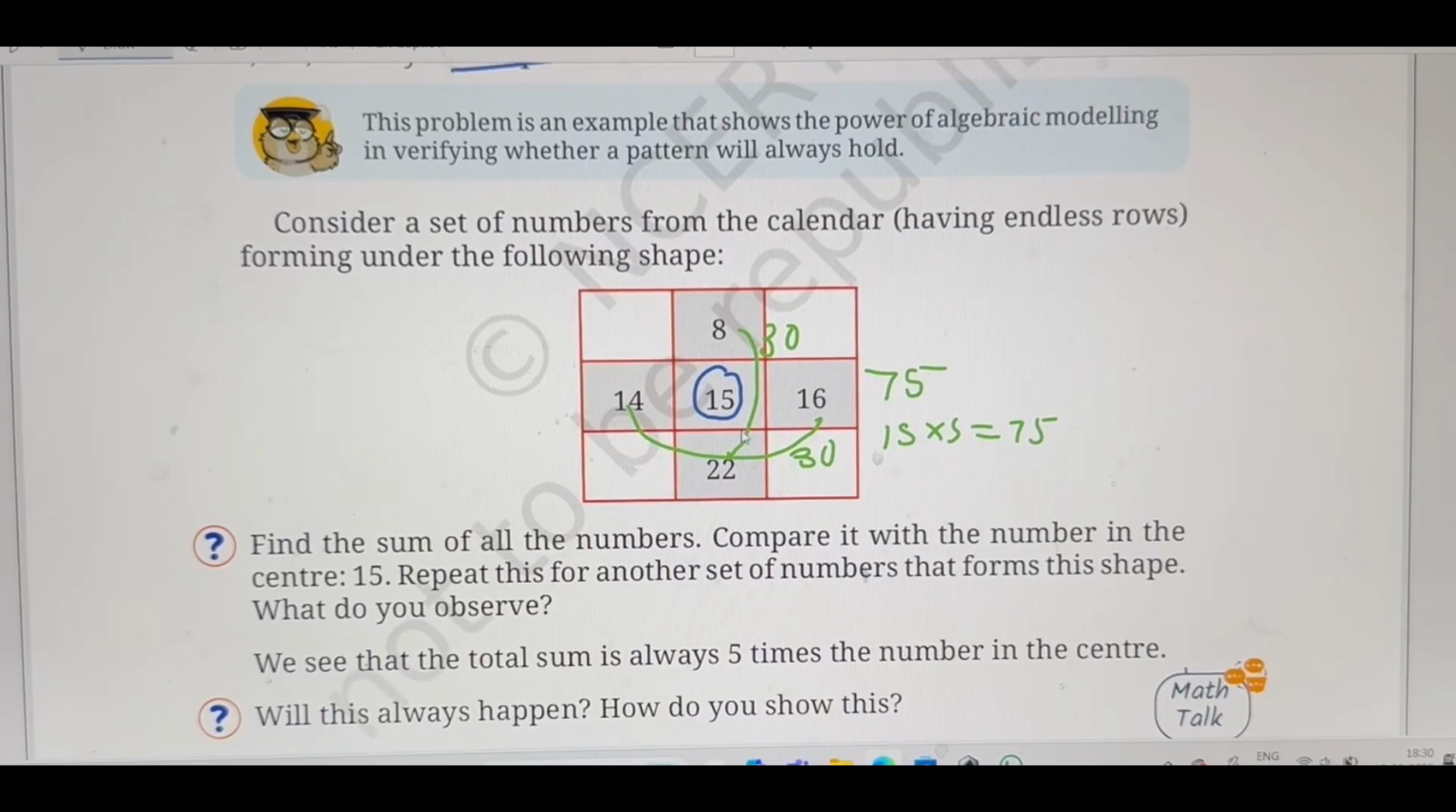It may be by fluke. Let us see whether it works. What is written over here? We see that the total sum is always 5 times the number in the center. But will this happen for all the grids like this? So let us check for one more set of such numbers, and we see whether, without adding all the numbers, we can just multiply the center number by 5 and get the sum of all the numbers. So let us go back and see.